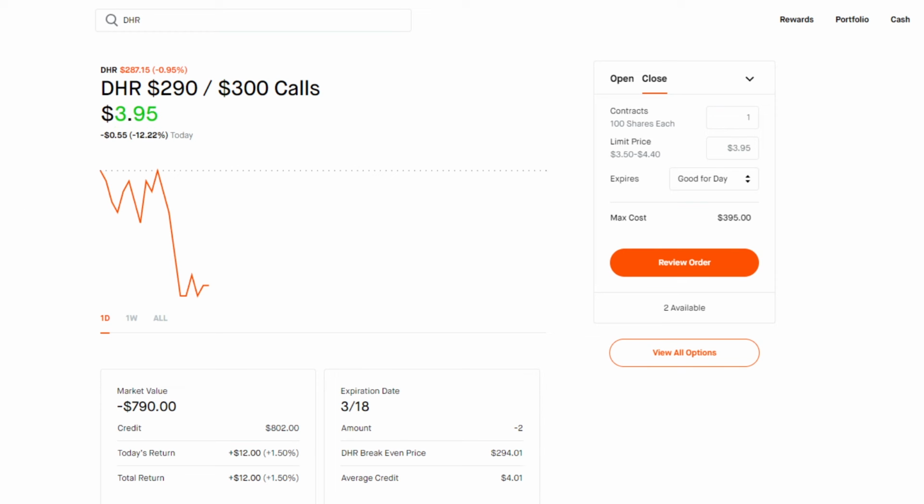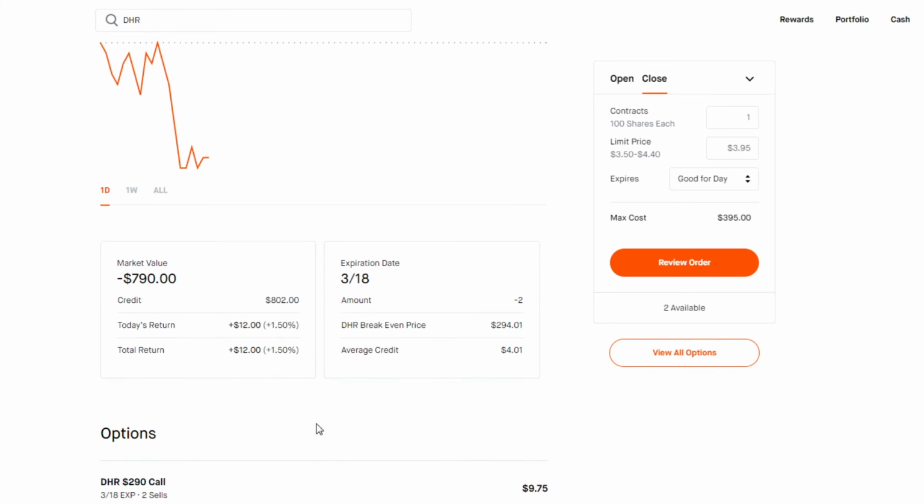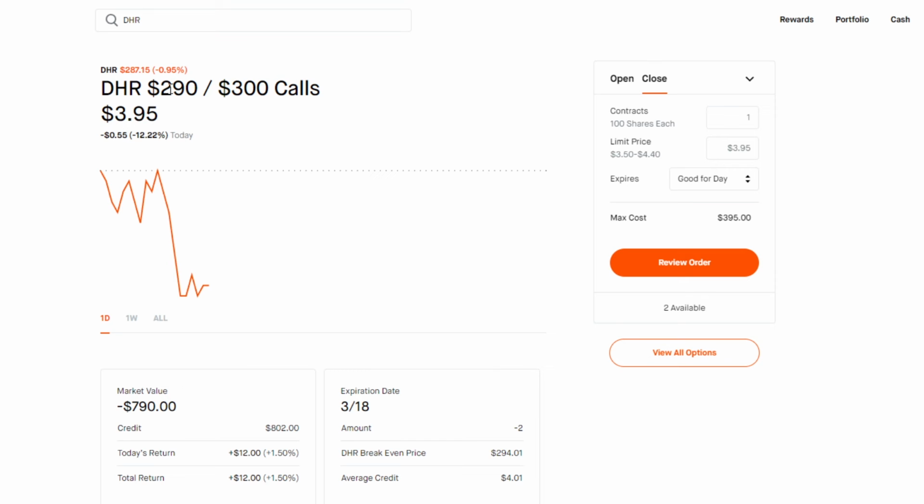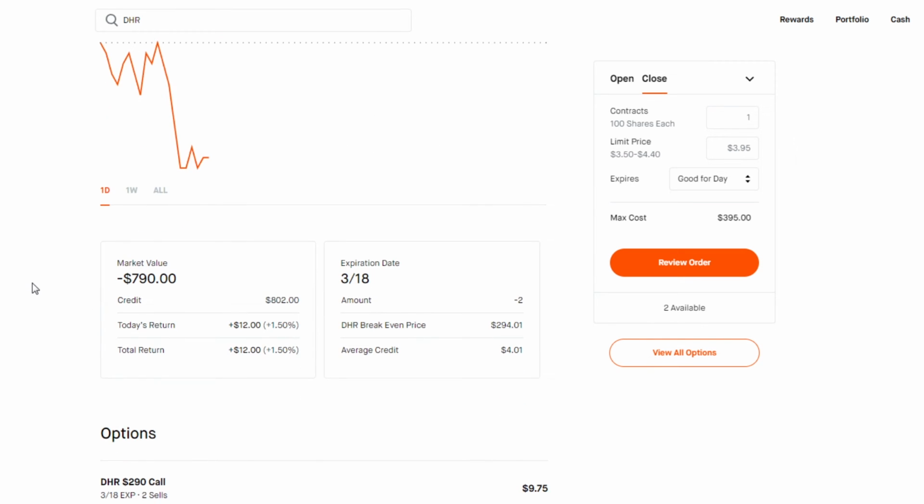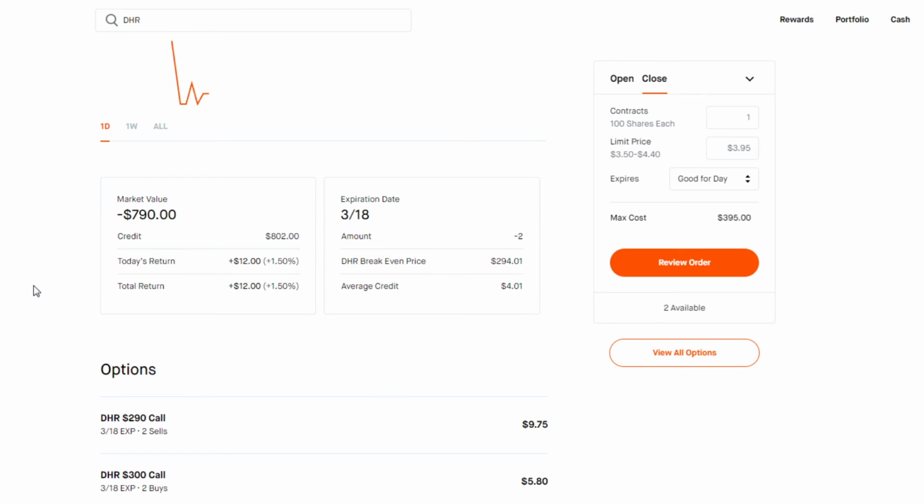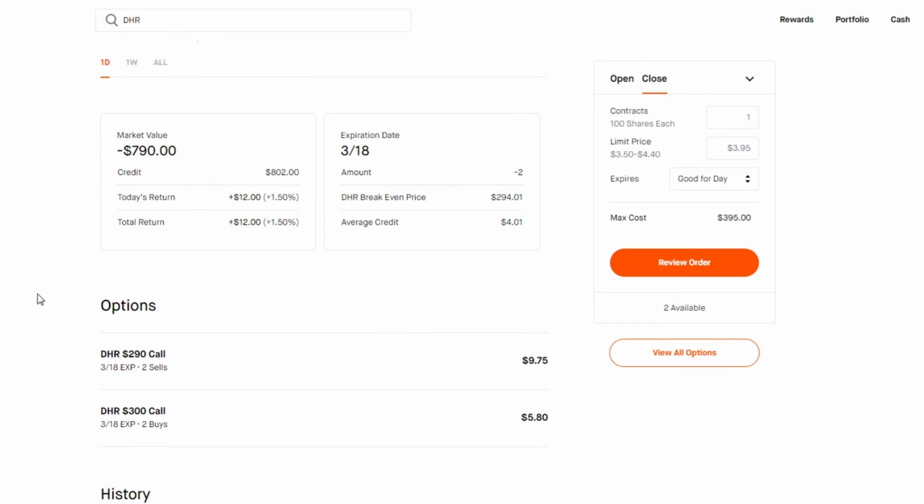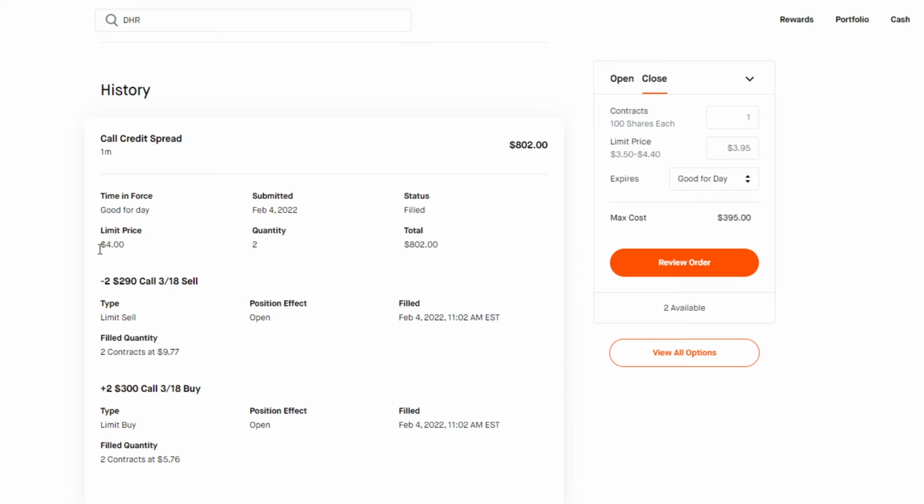Okay, so what I did here is I went ahead and clicked on the position. Now that it's open back on the home screen, you can see this is the position that I just bought. I sold the 290, bought the 300. That is a call credit spread. It's a bearish position. I'm hoping the stock goes sideways to maybe slightly up and then down. So I received a total of $4 credit per contract. I did 2 of them, so that's $800.